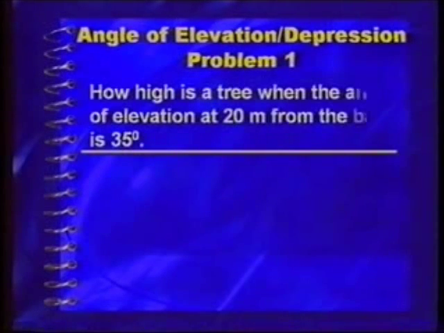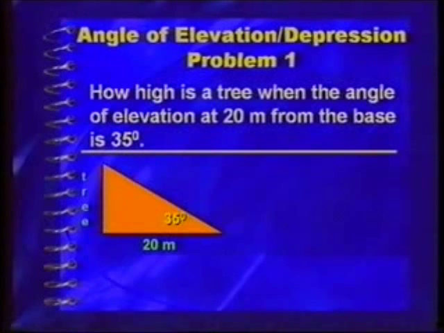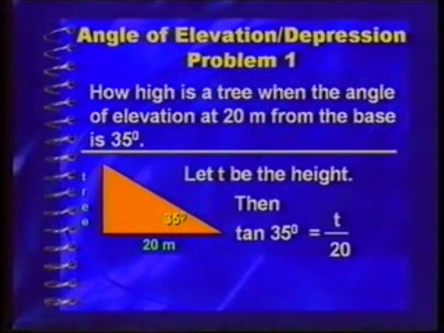I've got two problems for you, one involving a tree and the other one involving a cliff. Let's have a look at problem one. Here we've got a tree and you stand 20 meters from that tree and you look up and you see that angle of 35 degrees. You see the top of the tree at 35 degrees. Let t be the height.